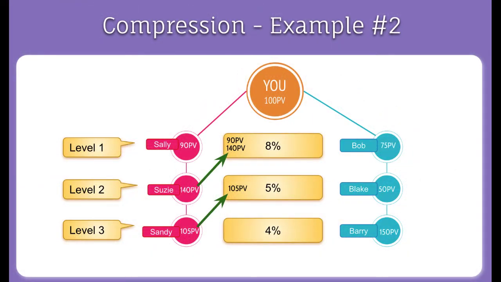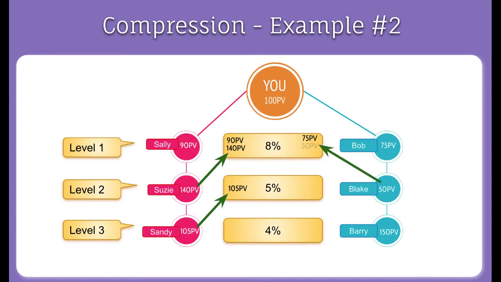Now let's look at Bob, Blake and Barry, and what will occur to their PVs when compression occurs. Bob is on your level 1 and placed a 75 PV order. Let's take that 75 and put it into our 8% row, as we will be earning 8% Unilevel Commission on that 75 PV. Because Bob did not place a 100 PV order, compression occurs.